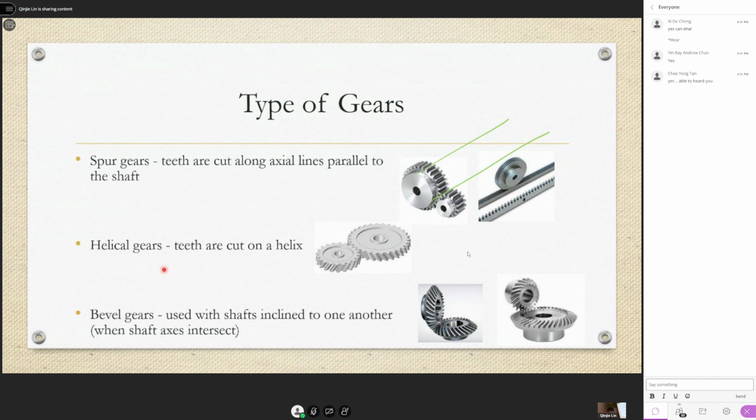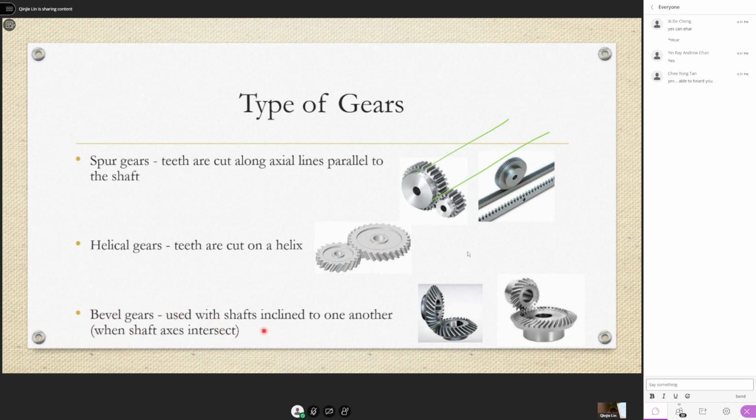Another kind is helical gears. The teeth are cut along a helix, which is very similar to spur gears, just that the teeth have some angle to them. It's not straight cut anymore. This kind, again, you will connect to something similar also, so that they do not slip so much.